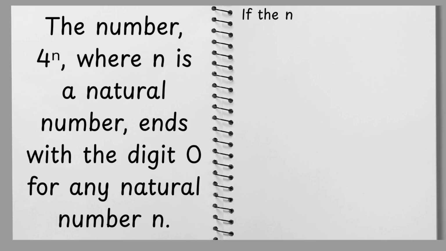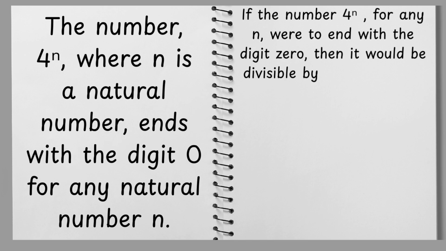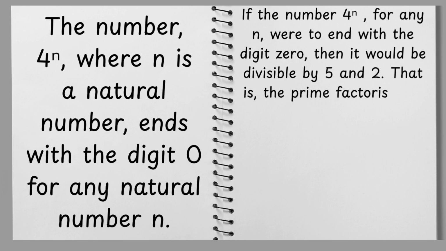If the number 4 raised to the power n for any n were to end with the digit 0, then it would be divisible by 5 and 2. That is, the prime factorization of 4 raised to the power n would contain the primes 5 and 2.